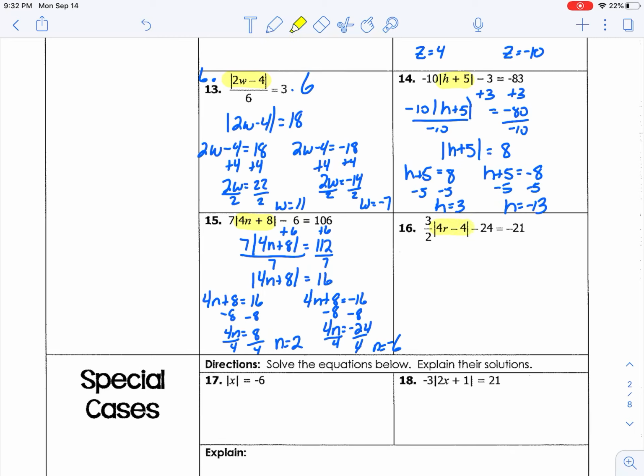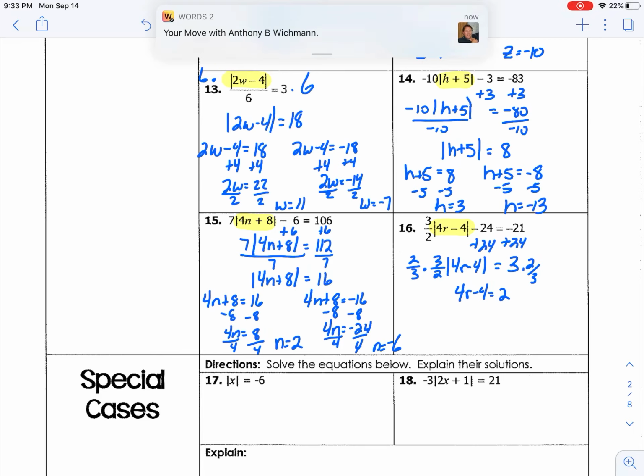It gets a little bit convoluted and complicated. Again, we're trying to isolate the absolute value. We're going to add the 24 over. We're going to get 3 halves times the absolute value of 4r minus 4. I have to multiply by the reciprocal of 2/3. My 3's cancel, so I'm left with a 2.